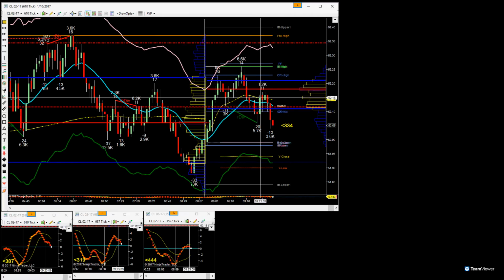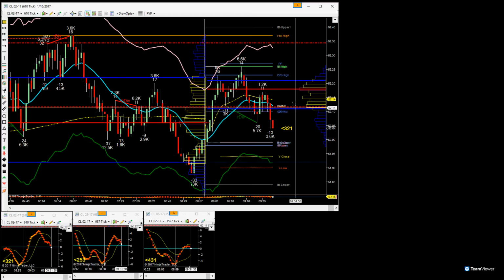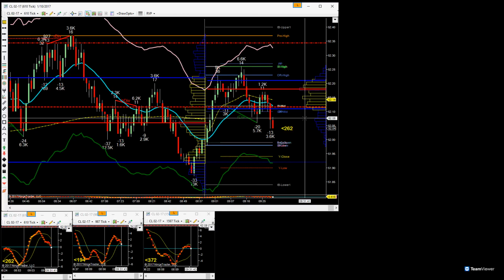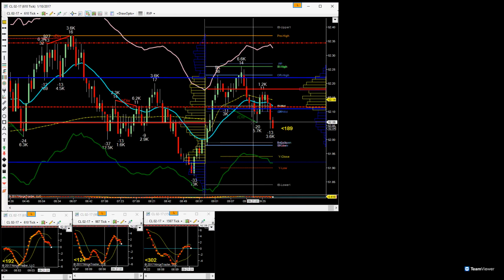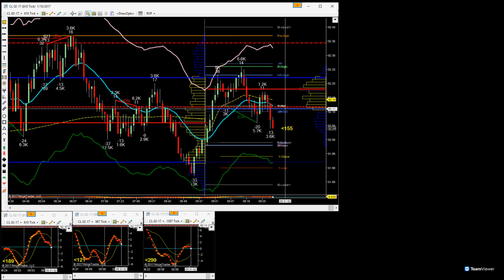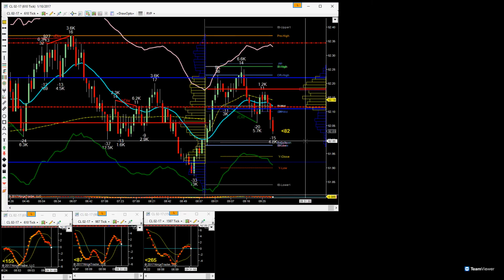All right, so we've had a clear break of this swing here. No trade setup there, at least not to me. This fight here, I didn't see a trade setup there.